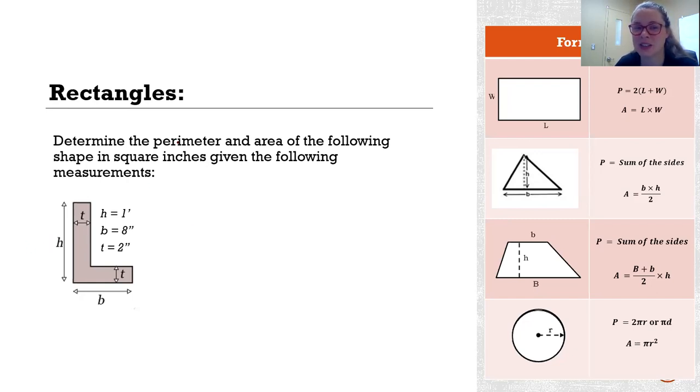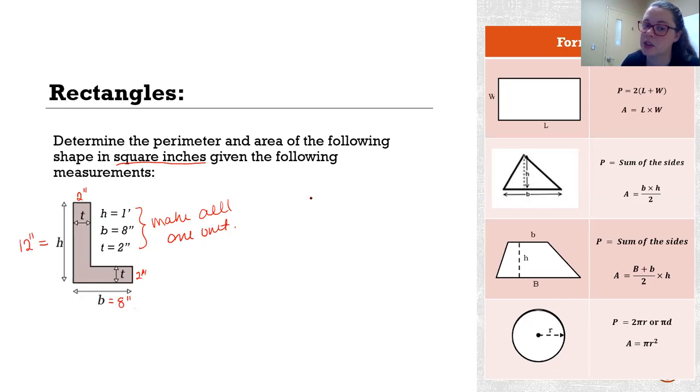So for height, the first thing, let's read through the question. We'll check our units. Determine the perimeter and the area of the shape in square inches. Okay, given the following measurements. So now let's look here. We have mixed units. So make them all 1 unit, rather than using mixed units. So I'm going to say, well, the height 1 foot is 12 inches. B is 8 inches. Why am I going to inches? I'm going to inches because the answer is supposed to be in inches. And this is 2 inches, and we have 2 inches over here.